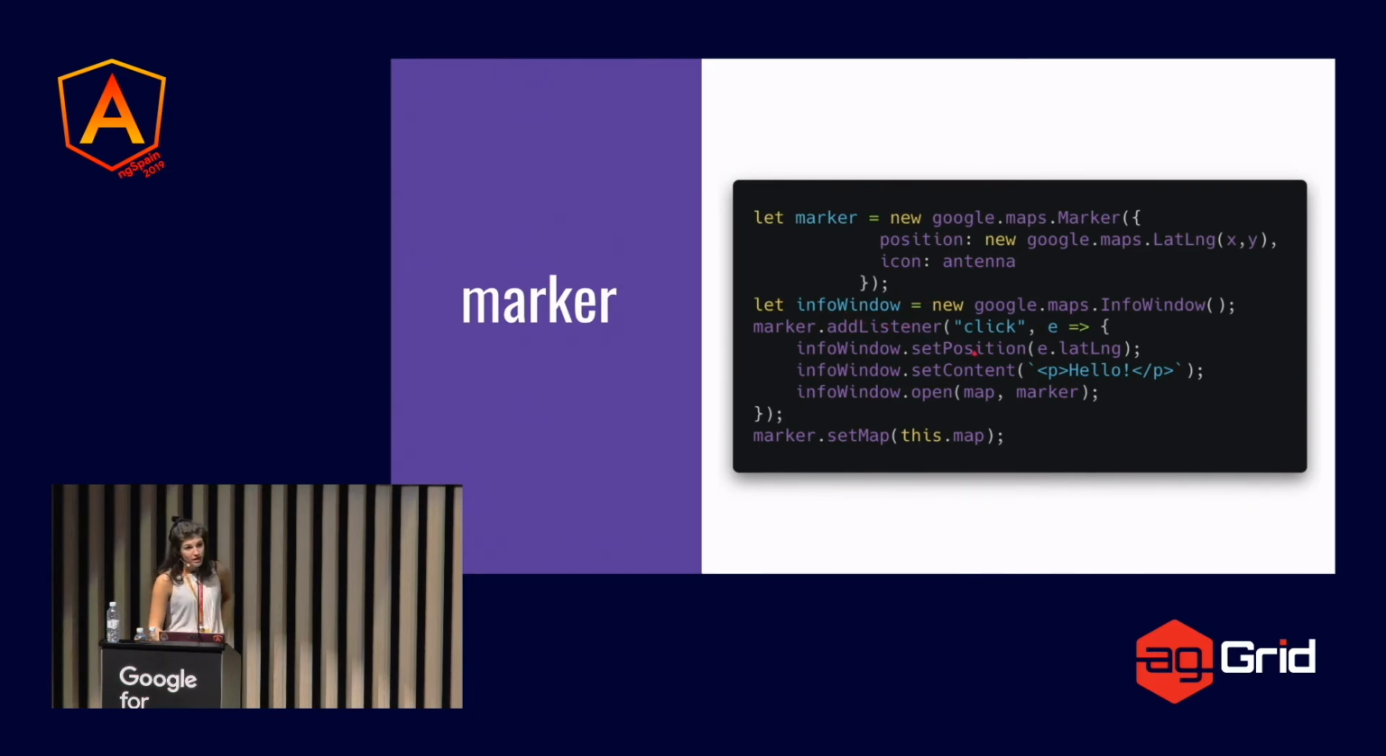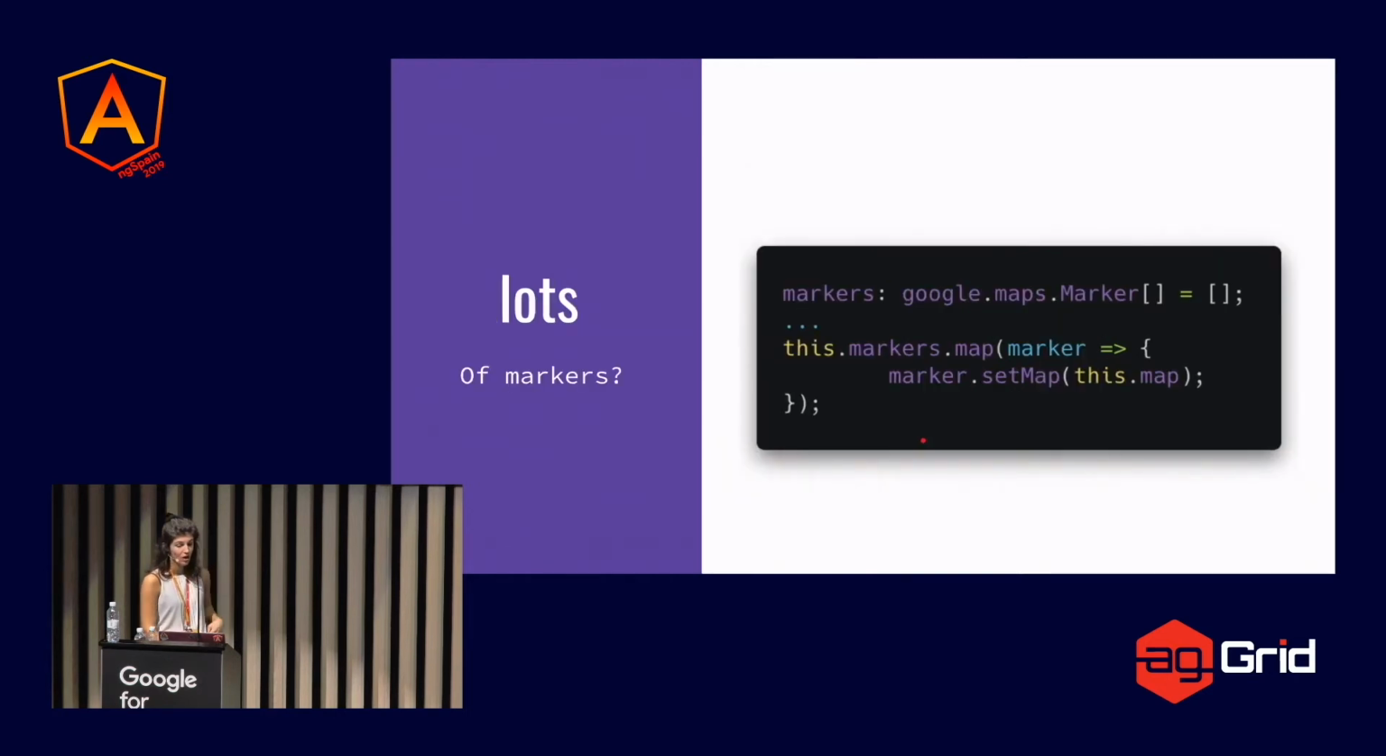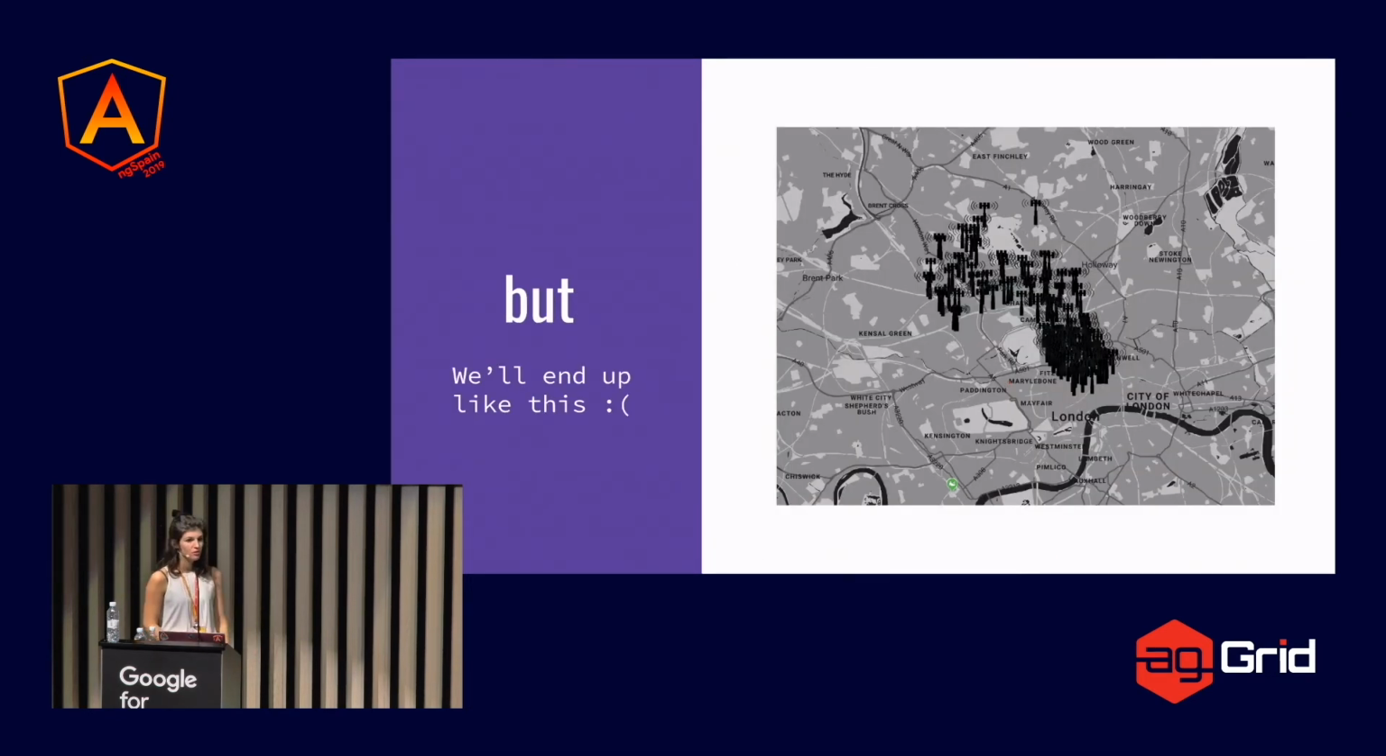And usually you attach an info window to a marker. The info window is a thing that, when you press on a marker, pops up and gives you information about it. You set position, you set content, and you open it. And then you set it to the map. What happens if you have a lot of markers? You create a marker array, and then you loop through the array to add each of the markers to the map, obviously.